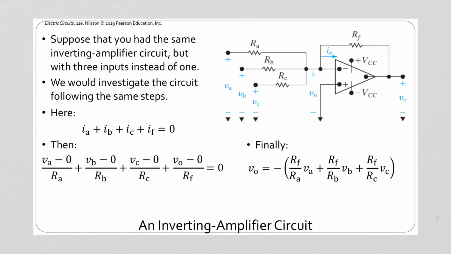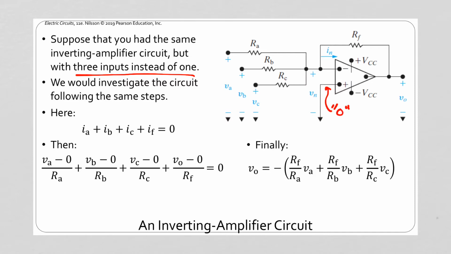We can do the same thing, but with 3 inputs instead of 1. All of our calculations are the same, but we could have more inputs here. We would have the same op-amp. It's got the same feedback connection from the output to the inverting terminal. We still see that the non-inverting terminal is connected to ground, so this is 0 right here.